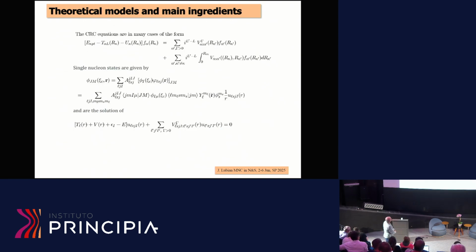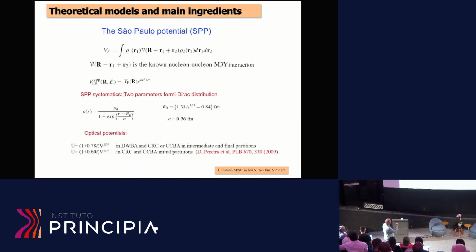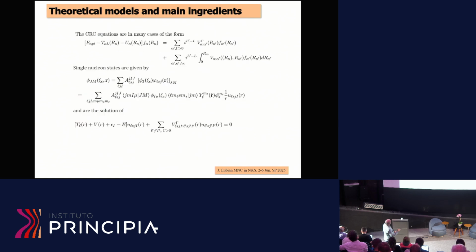So the coupled channel equation is the one that we have there. It is obtained if you expand the wave function in the basis in each partition, then you put it in the Schrödinger equation, multiply, use the orthogonality in the same partition, and you get that equation. So for the single nucleon, you have to solve these equations, and the wave function is the usual one everybody knows.